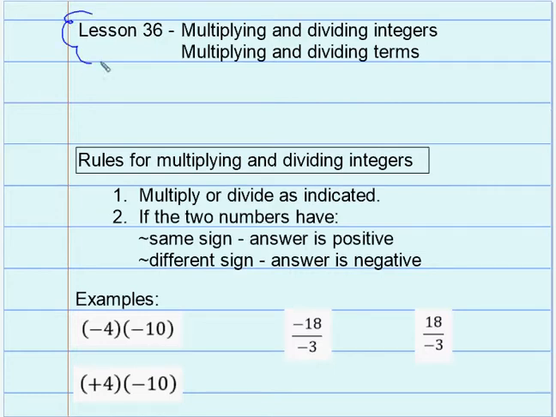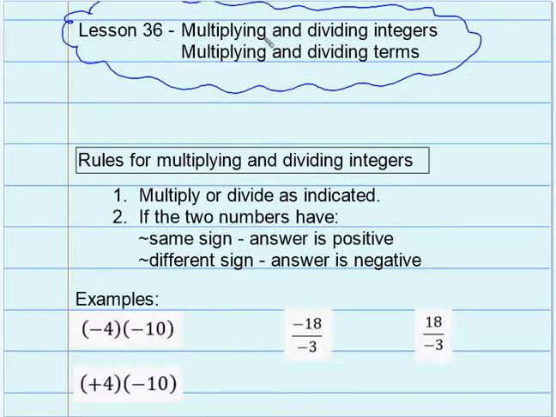Hi class, this is course 3, lesson 36. Today we are going to talk about multiplying and dividing integers and multiplying and dividing terms. Remember, integers are the counting numbers and their opposites and zero. So we're going to talk about multiplying signed numbers, so positives and negatives.